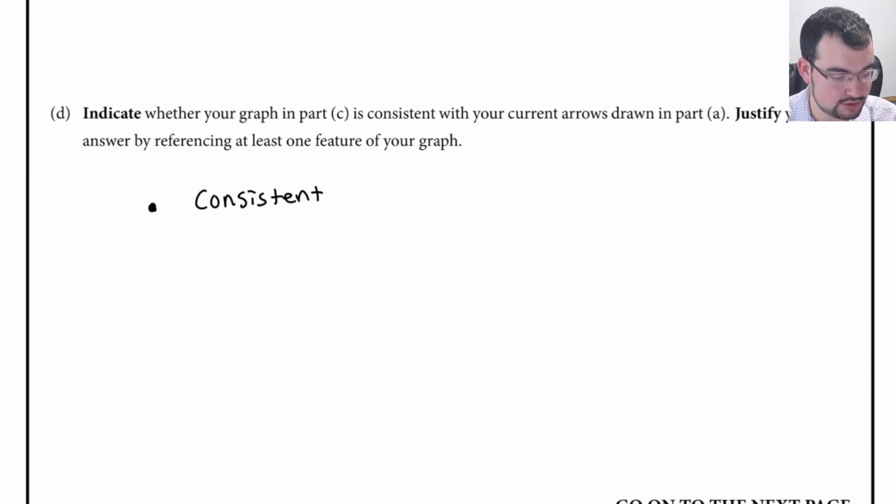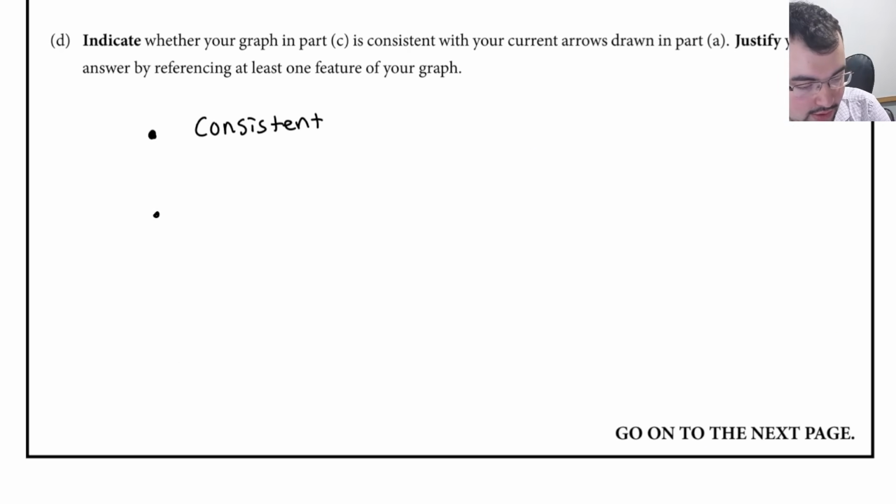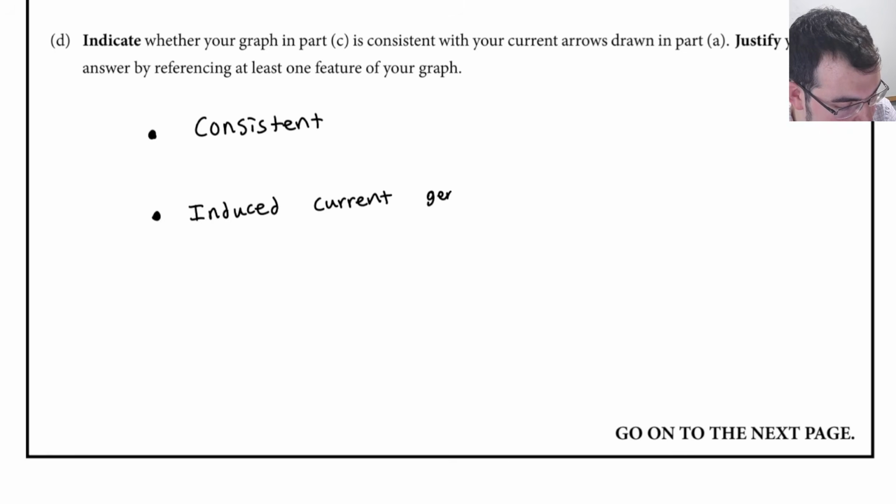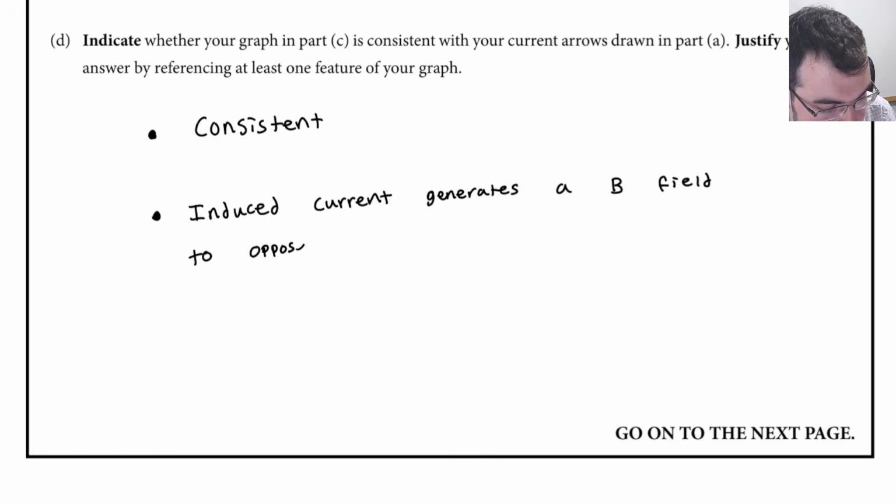So what is the relationship between flux and current? Well, we know that induced current generates a B field to oppose flux change. This is true. This is a great statement. This explains how you got your current direction. But it gets 0 points. We have to connect this to our graph.